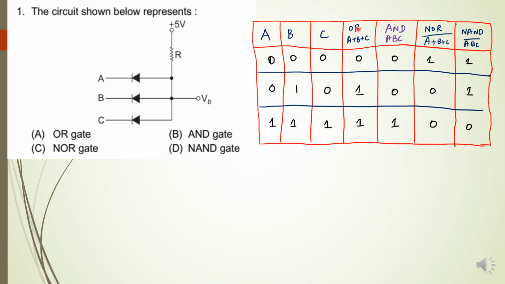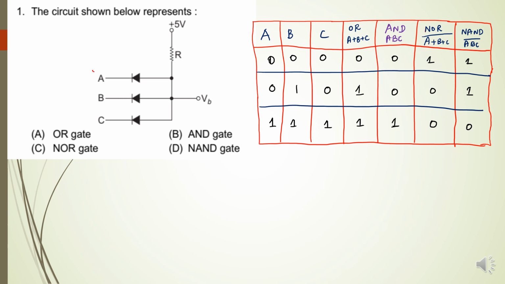So what is an OR gate? OR is the addition of all the inputs, and AND is the multiplication of all the inputs. NOR is addition and then take a bar. And NAND means multiply and take a bar. So these 4 gates are given. Now I am going to check. First of all I am going to apply the values.